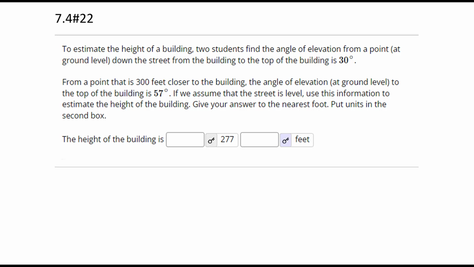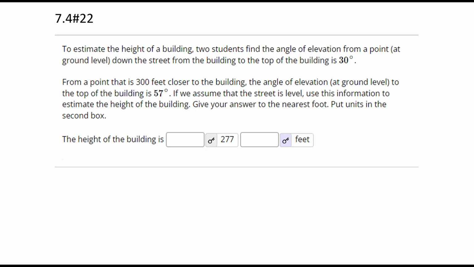To estimate the height of a building, two students find the angle of elevation from a point at ground level down the street from a building to the top of the building is 30 degrees. From a point that is 300 feet closer to the building, the angle of elevation at ground level to the top of the building is 57 degrees. So as you get closer, you get a steeper angle.